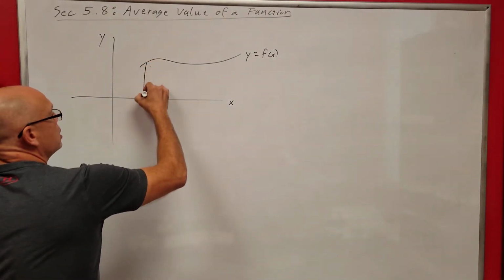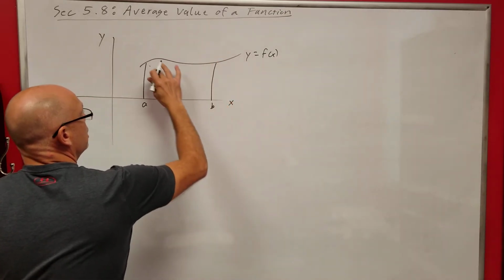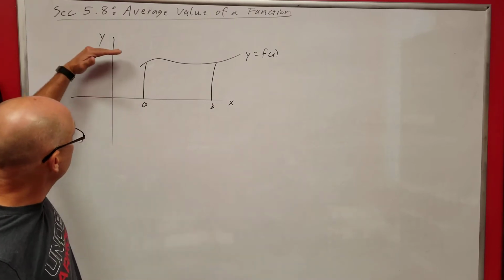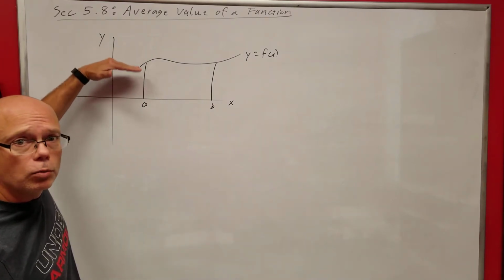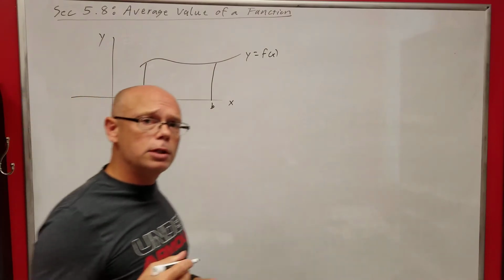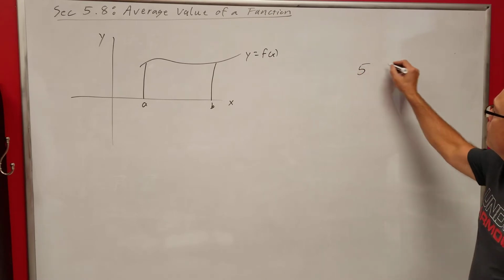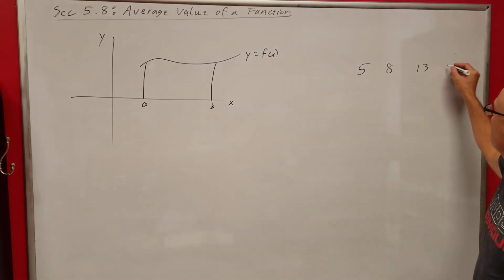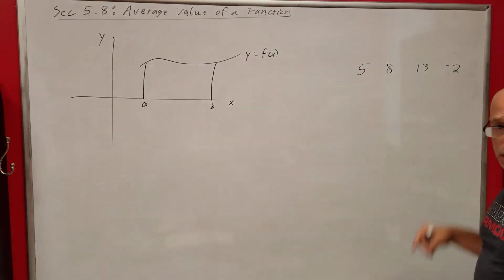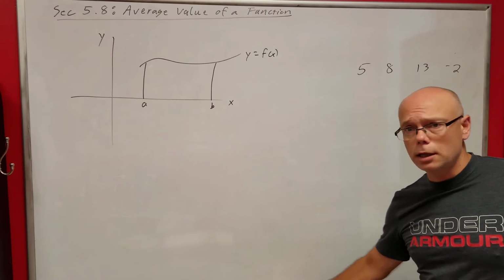Now, let's suppose I'm looking between a and b right here, and I want to find the average value of this function. So what I'm really looking for is like, what is the average y value? What is the average output, okay? Now, how would you find the average of a set of numbers? Say you have four numbers, like 5, 8, 13, and -2, and you want to find the average. You would just add up the four numbers and divide by 4, right? We're going to do a real similar thing here, okay?